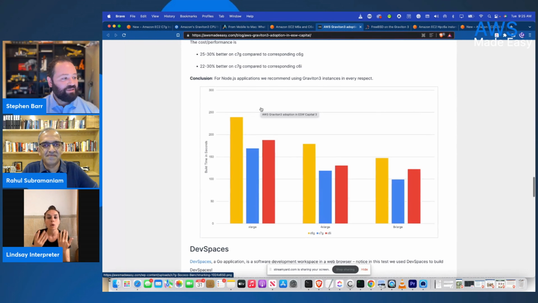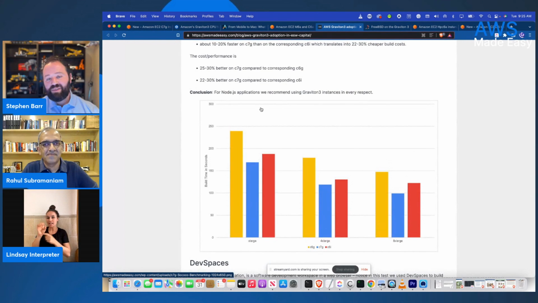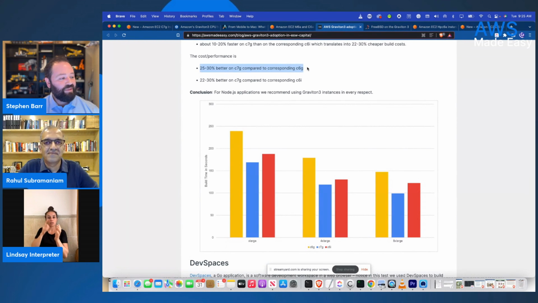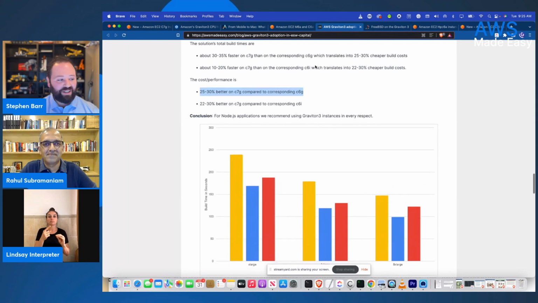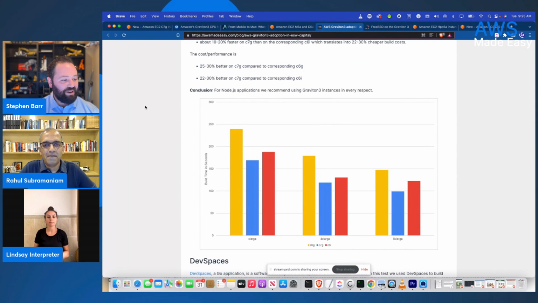So I guess what a really cool finding is, if you just simply switch from Graviton 2 to Graviton 3, with the finding here, 25 to 30% better, with no transition effort, no porting. It's the same architecture. It's literally just flipping that switch. It's a really pretty neat.